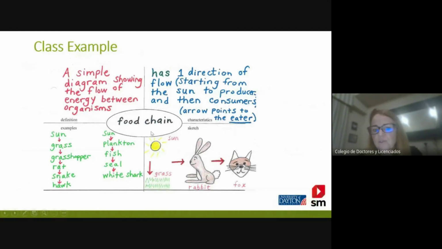This is an example of how you could use it in your class. If you were doing the food chain, here they've defined it, here they've done some characteristics, and they've done them in different colors as well to make it more attractive. Here are some examples, and here is an illustration. Again, this is a really nice way to check if your students have understood what they've been doing in the project, in the unit, in the class.